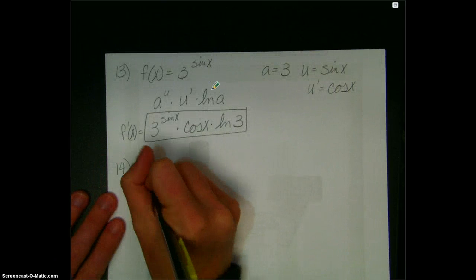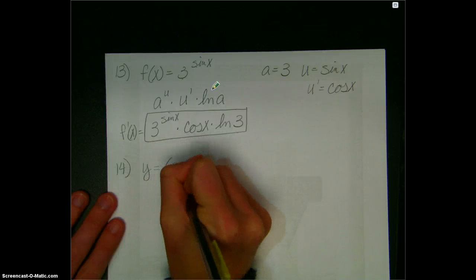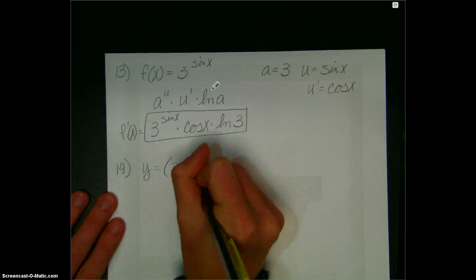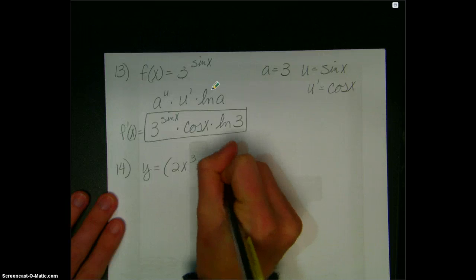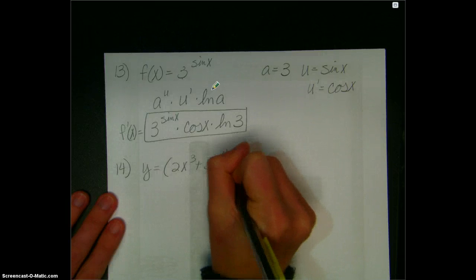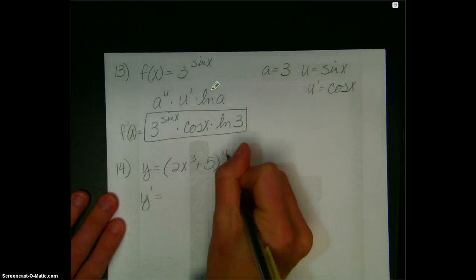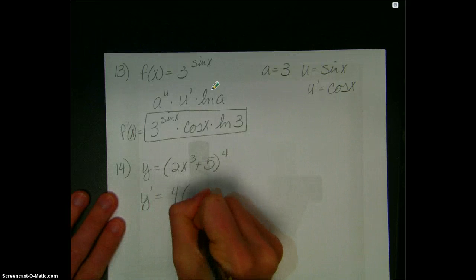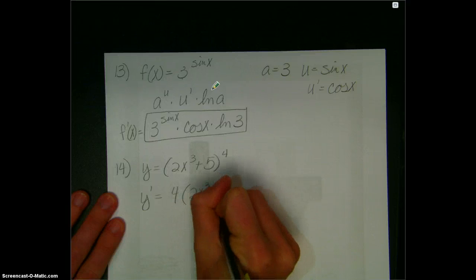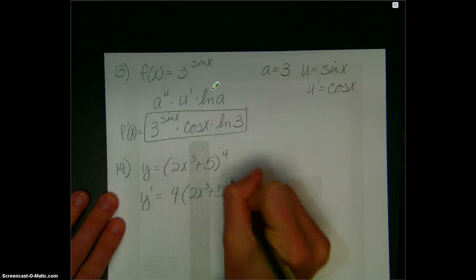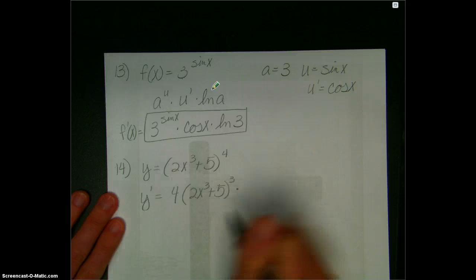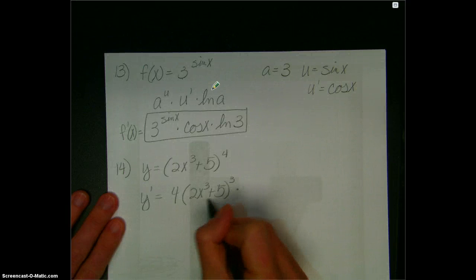Okay, on 14 we have a very good example of a chain rule problem. 2x cubed plus 5, to the 4th power. So I've got something on the outside of something else. Let's start with the outside piece. I'm going to bring that 4 to the front. I'm going to keep this exactly the way that it is. And then I'm going to multiply by the derivative of what's in here.